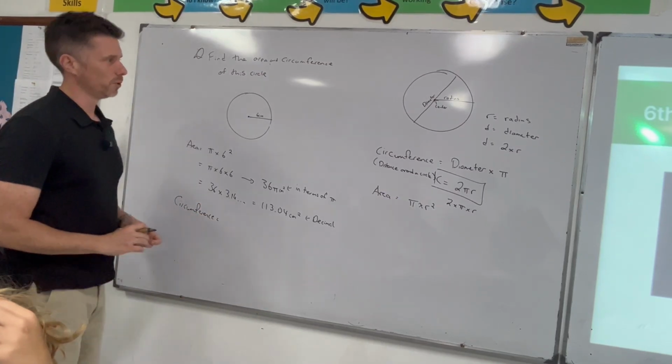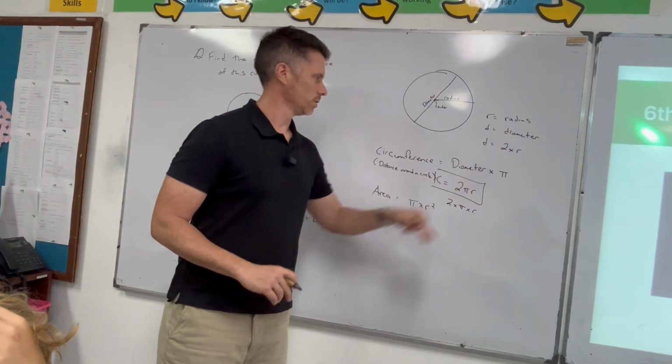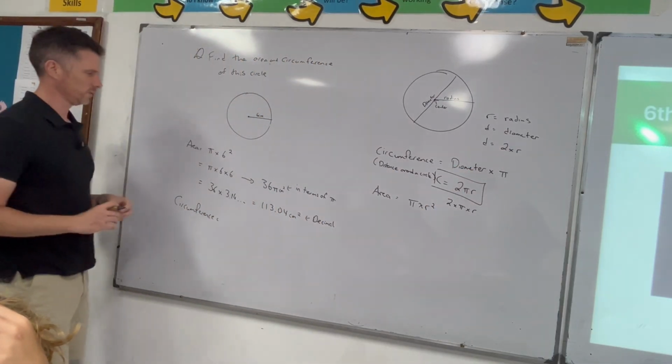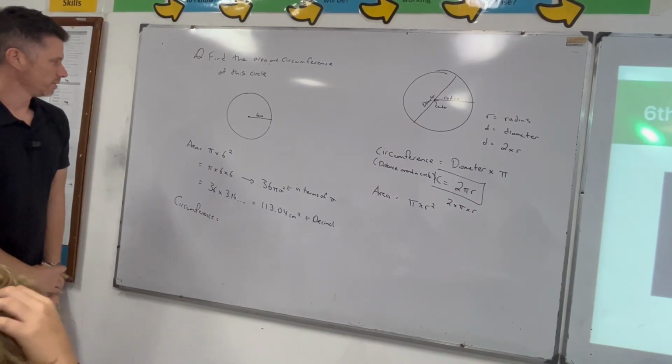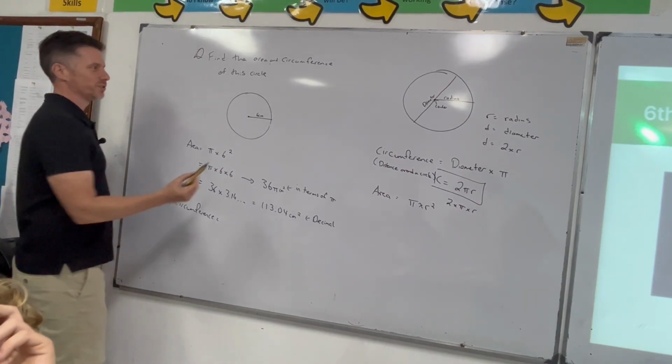I can see from my formula over here, I have 2 of them anyway. Diameter times pi, or 2 times pi times radius. What's the diameter of this circle? Diameter of this circle? So it's going to be 12.